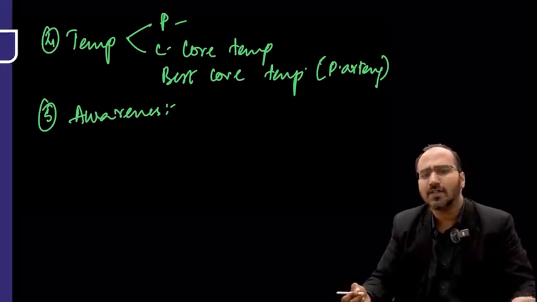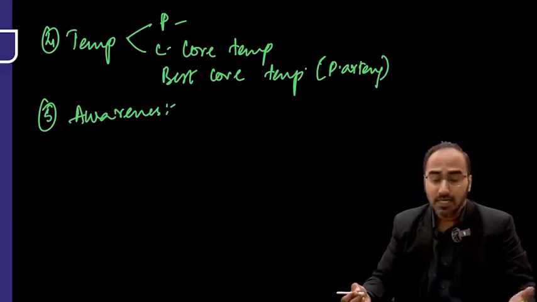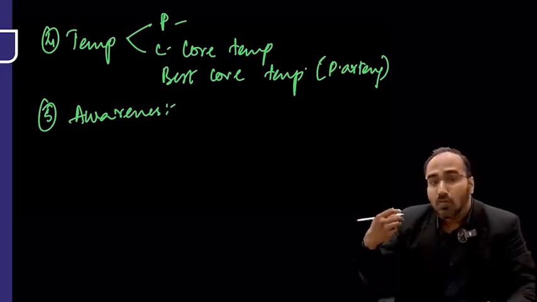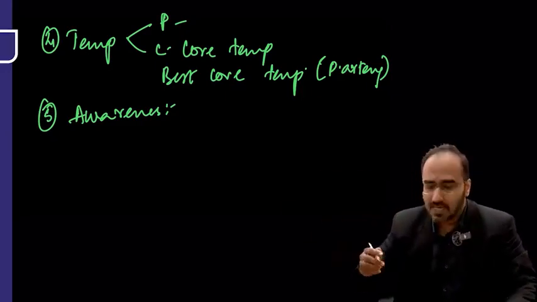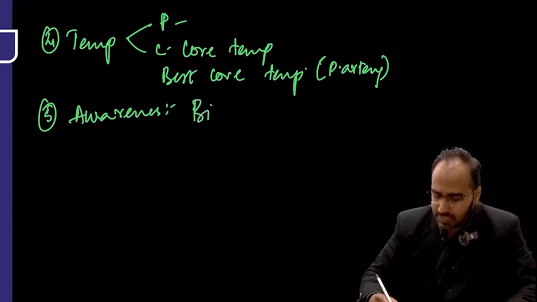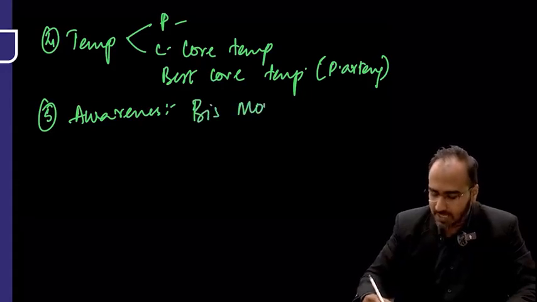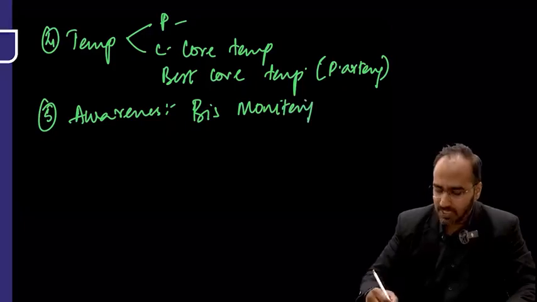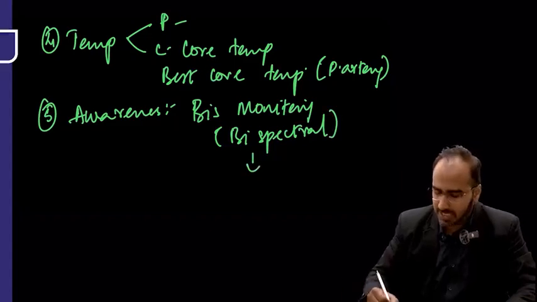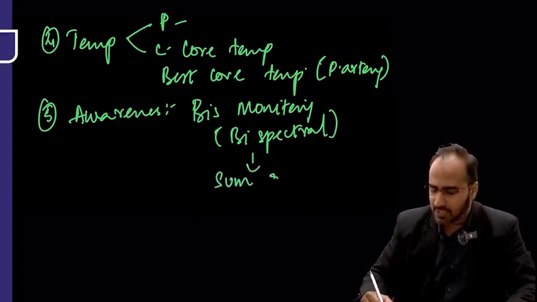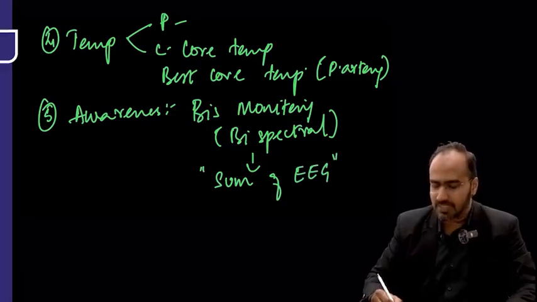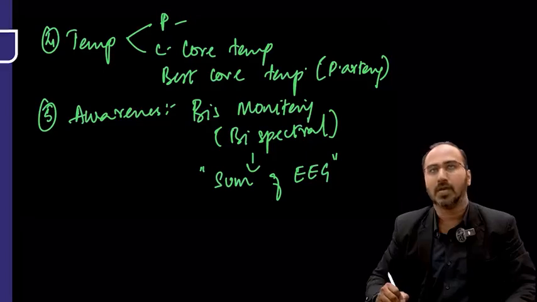MAC values differ from individual to individual, right? So remember, awareness can happen. But how will you come to know that your patient is awake? By BIS monitoring. What is BIS monitoring, guys? BIS monitoring is bispectral index monitoring, that calculates the sum of EEGs. EEG is electroencephalogram. Okay, guys?